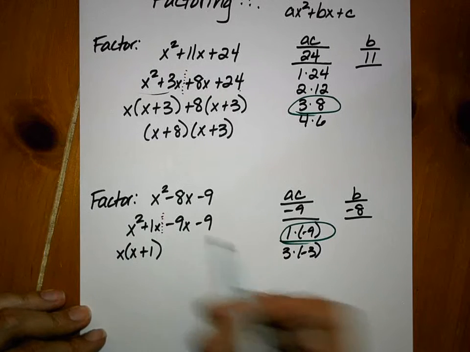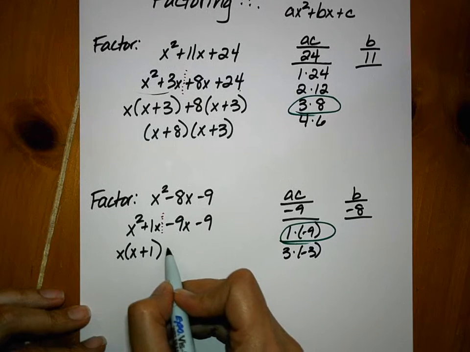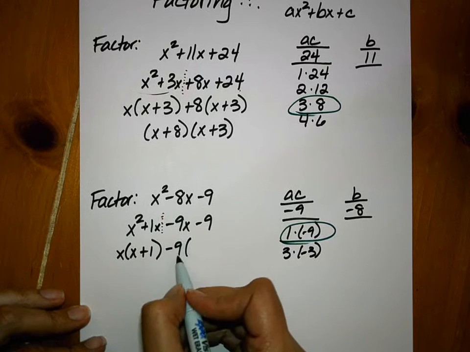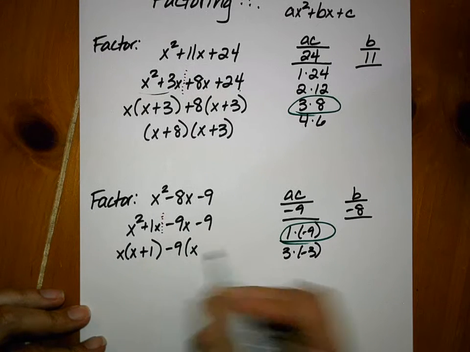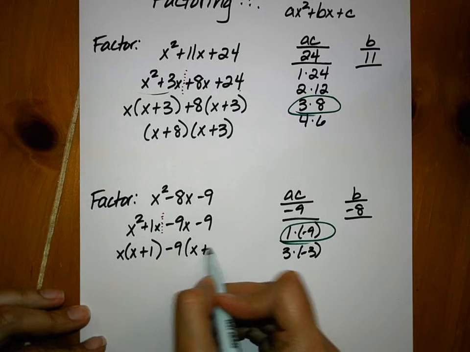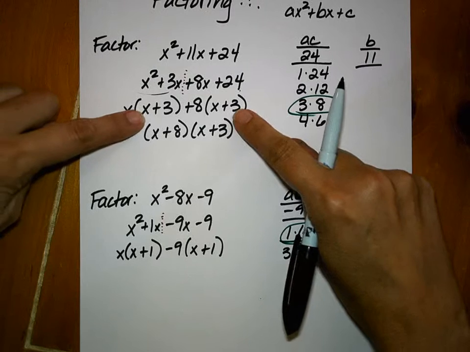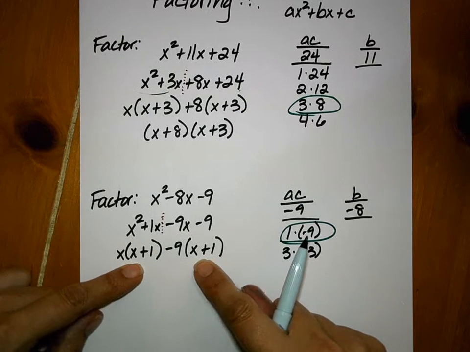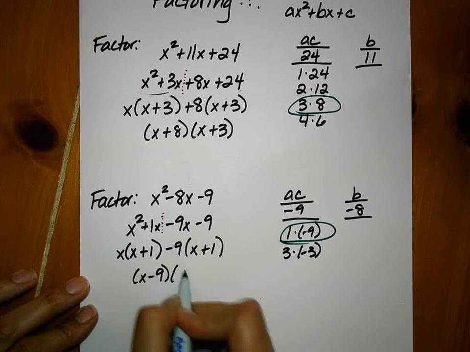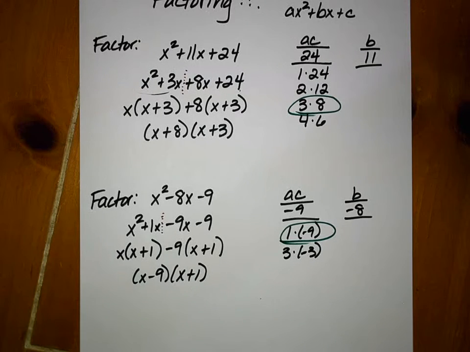GCF between these two, they're both negative, so let's take the negative 9 as the GCF. Now if I take negative 9x and divide it by negative 9, I have x. If I take negative 9 and divide it by negative 9, I have a positive 1. And just like above, our binomials match, and we can rewrite them as the two binomials, x minus 9 times x plus 1. And multiply again if we doubt ourselves.